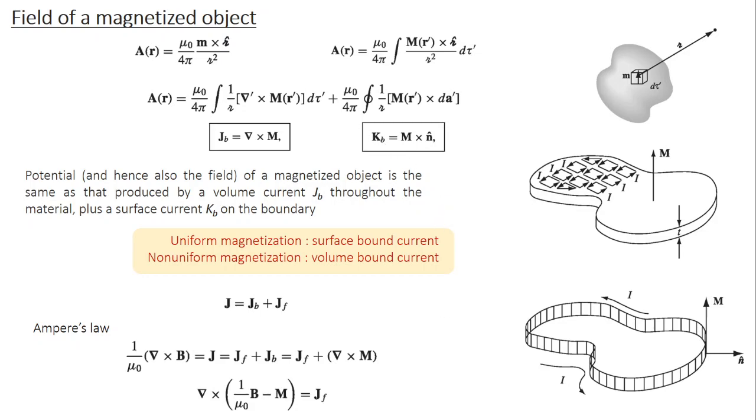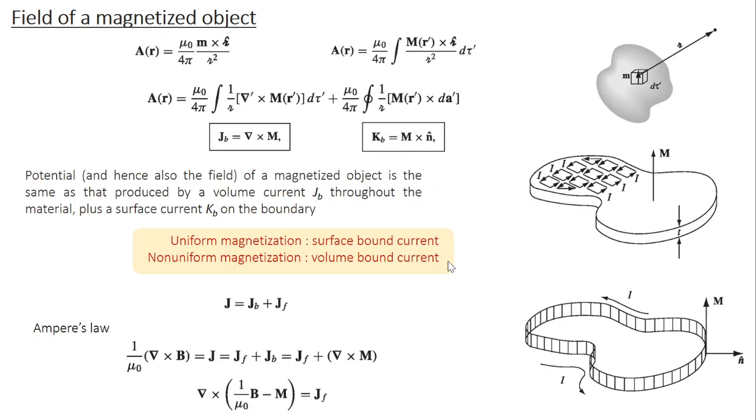On the other hand, if the magnetization is non-uniform, then some of these internal currents do not cancel each other. In that case, you have current throughout the material, not just the boundary. This gives rise to a volume current, curl of M. So uniform magnetization gives rise to surface bound current and non-uniform magnetization gives rise to volume bound current.